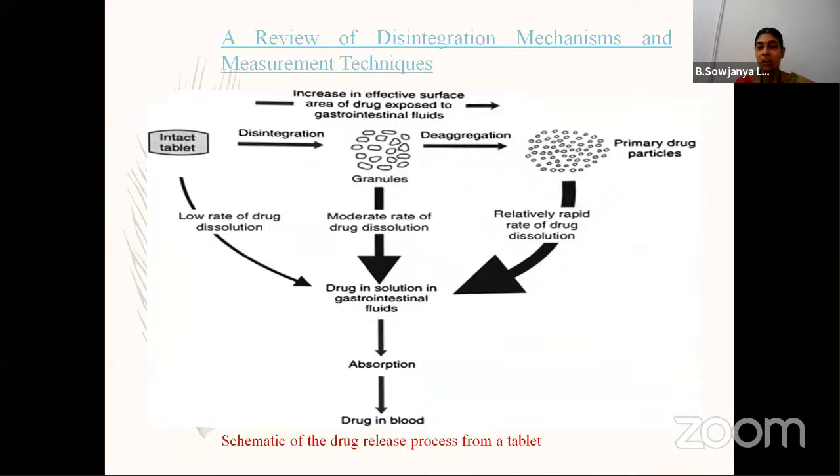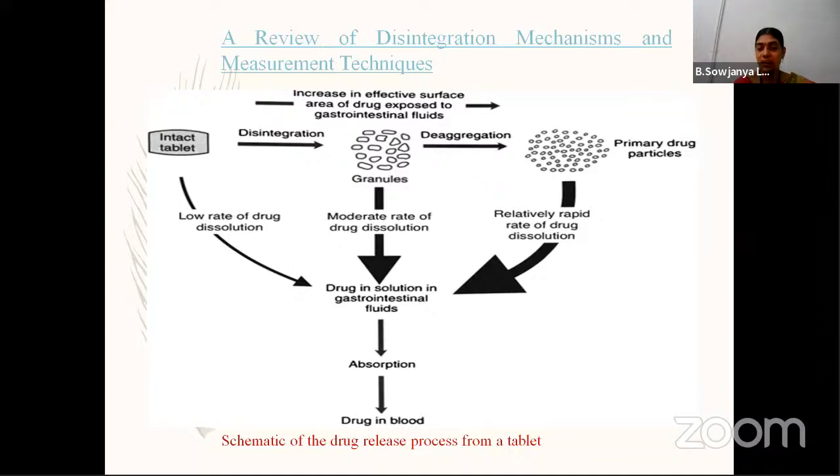Okay, and next one, the disintegration mechanisms and their measurement techniques. Once we take the tablet, there may be a slower rate of drug dissolution, so first it goes into the disintegration part, where the tablet gets split into smaller particles like granules. These smaller particles or granules are involved in the drug dissolution process. Once the drug is in solution in the GI fluids, it undergoes the absorption process and finally enters the bloodstream.